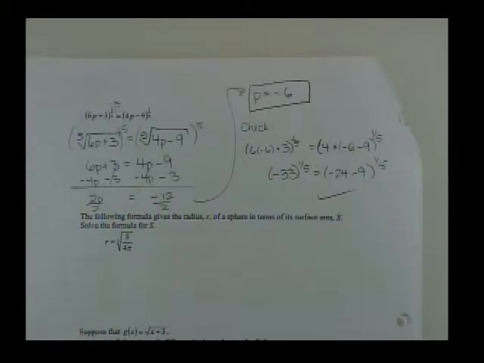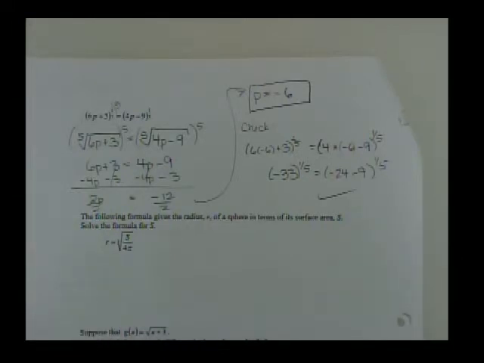Okay, so the next one is a geometry formula. It says that the formula gives the radius r of a sphere in terms of its surface area, S. They have the formula solved for r, and they want us to solve for S instead. Well, this is an equation that contains a radical, so our first step would be to get the radical by itself on one side. It already is.